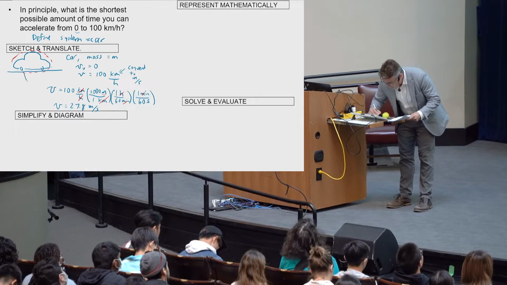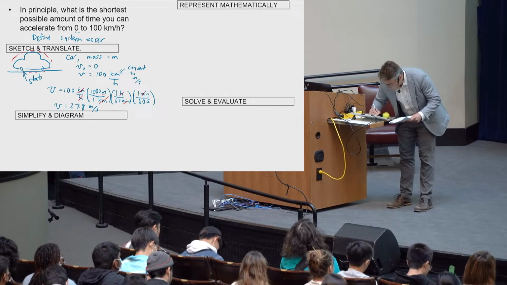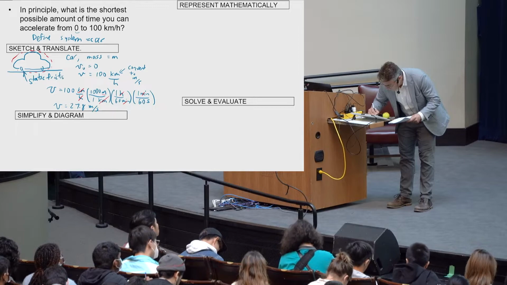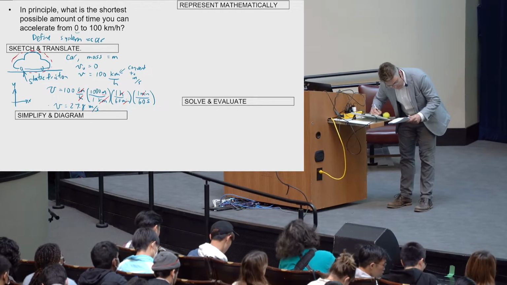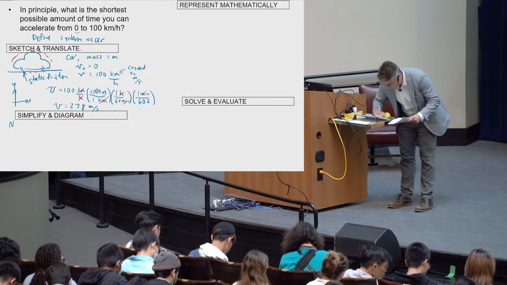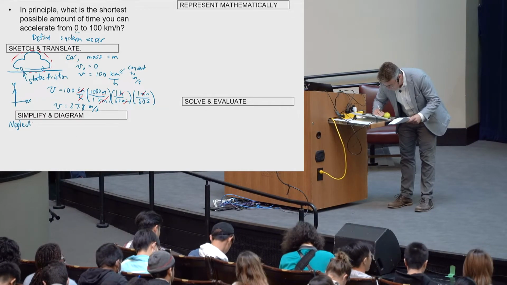Okay, and what I'm going to say here is that this is static friction, because it's rolling without slipping. This is defined y up, x to the left. Neglect air resistance, maybe that's another good thing to do.